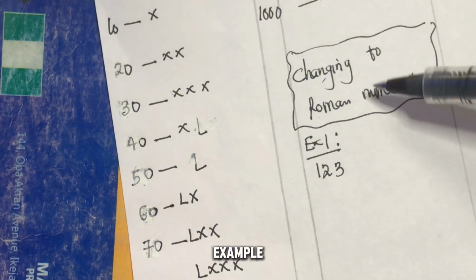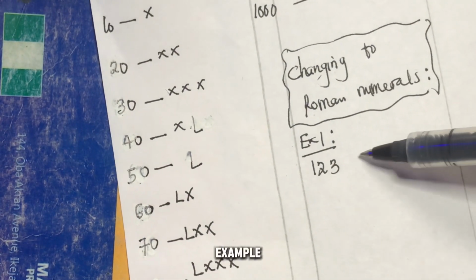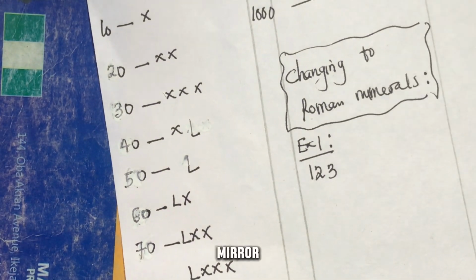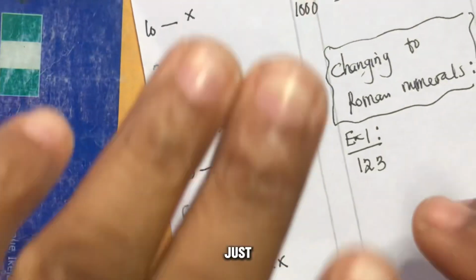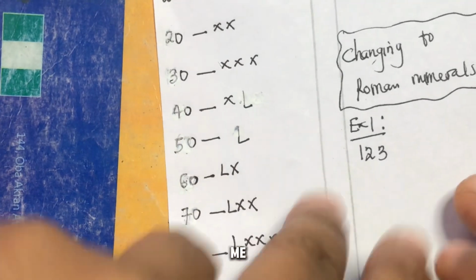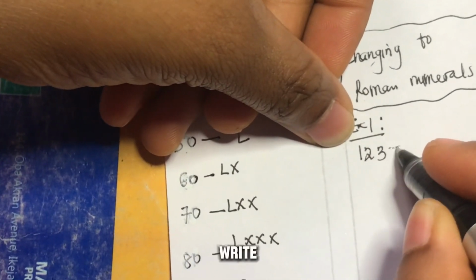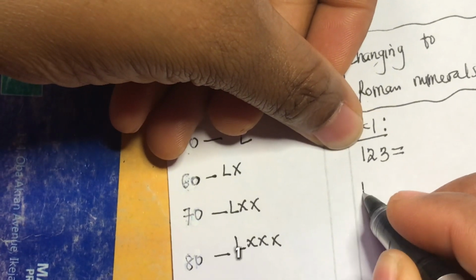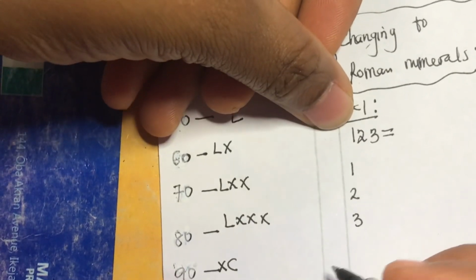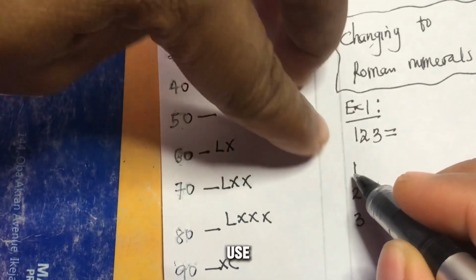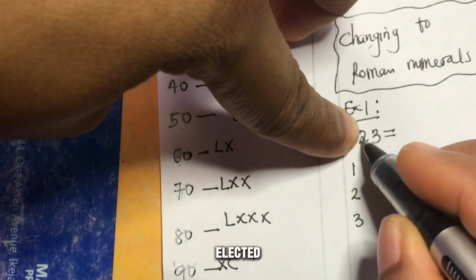So here is an example of changing to Roman numerals. Example 1: how do I change 123 to a Roman numeral? Just watch my steps and follow the way I'm going to do it. I have 1, 2, 3, that's 123. The first step is to write out all the numbers like this: 1, 2, and 3. Let's move to the first one. When you use your hand to cover this 1, I'm left with what? 2 numbers.